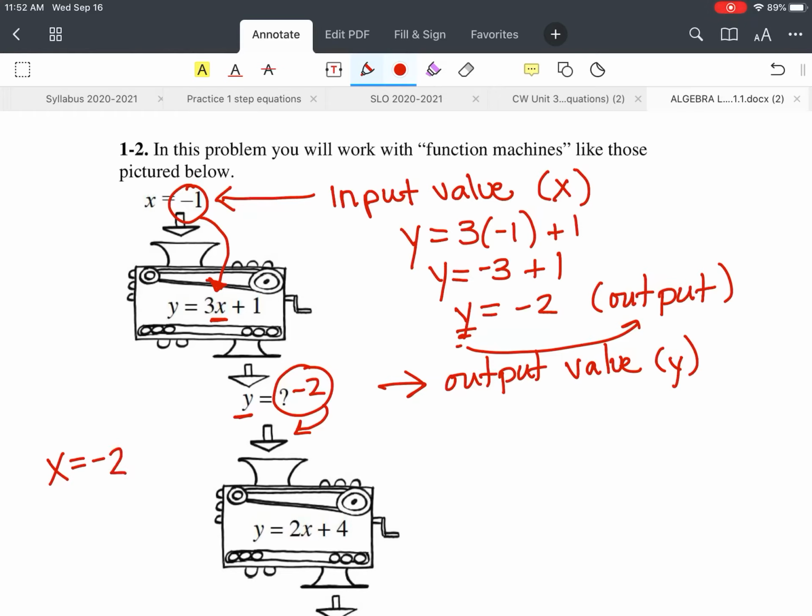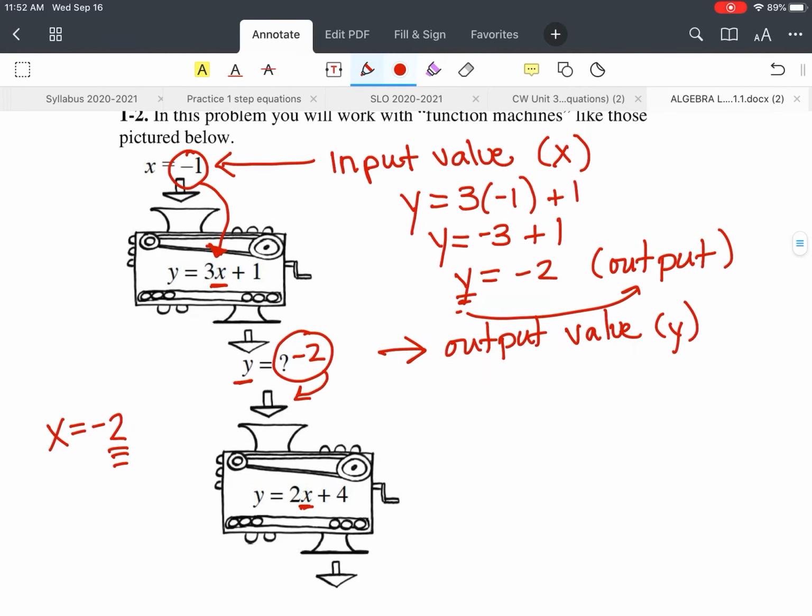So we're going to take that x value and plug it in here. I'm going to slide my screen up just a little bit. So now we're going to take that -2 and plug it in where we see x. So we have y equals 2 times -2 plus 4. Because we're dropping it into the machine, it becomes the input value. So again, we're looking for the output, which is y. So y equals 2 times -2 is -4 plus 4.